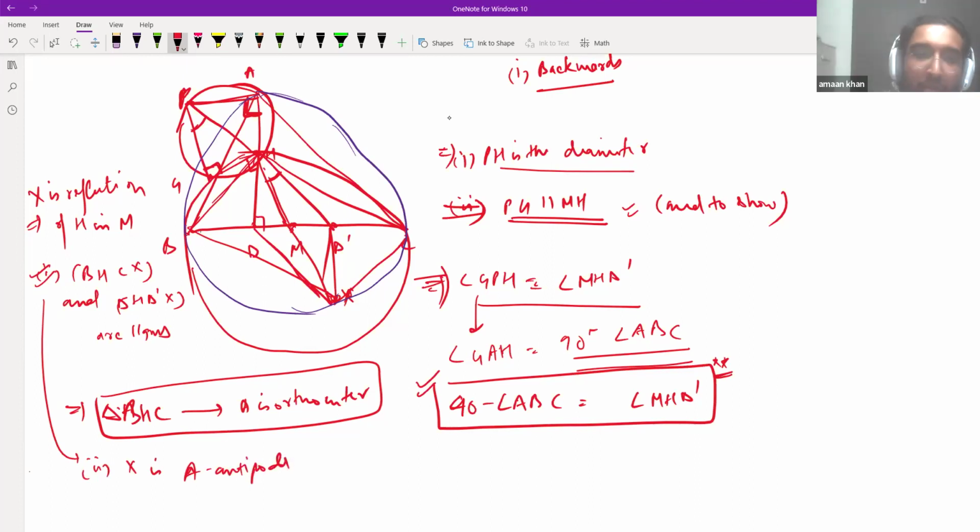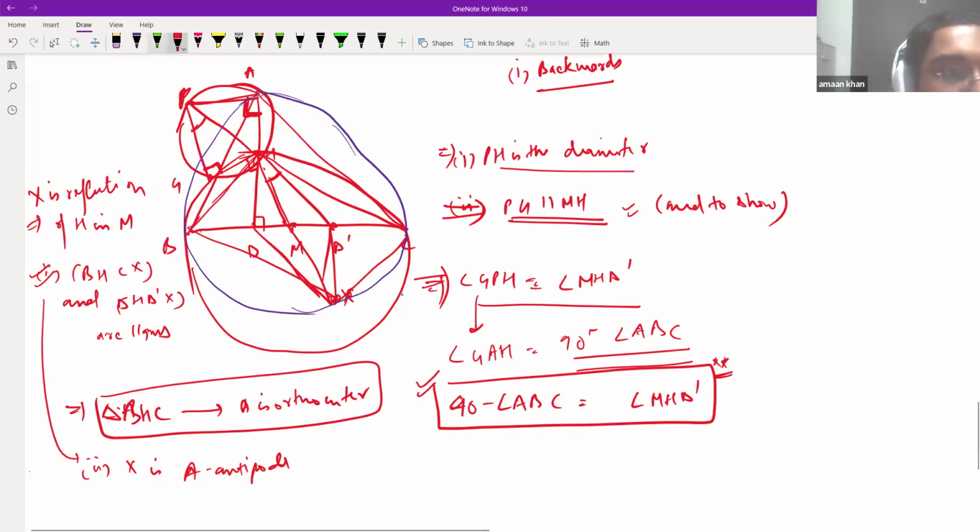How are you reducing it to proving XBHD' is cyclic? If we assume that it's true, how are you proceeding after that? Assume that it is cyclic. Then we already have that 90 minus ABC is equal to MHD'. So MHD' will be equal to XHD', which is equal to XBD', which is actually 90 minus ABC.